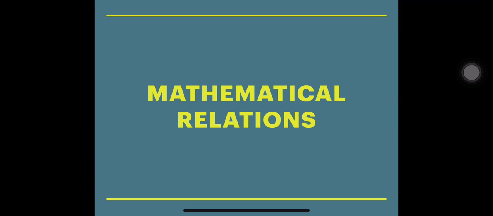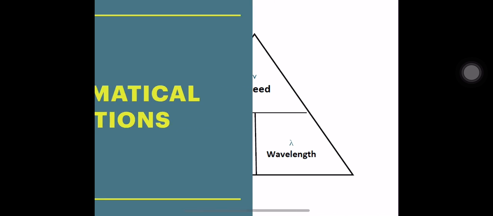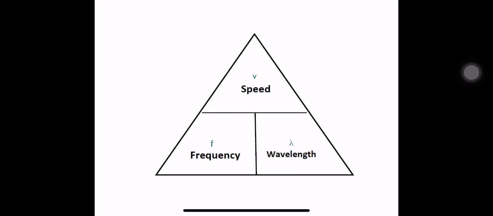Next up, I will be talking about mathematical relations in this subtopic. What you are seeing on the screen right now is a set of formulas used in calculations involving wavelength and frequency. Each quantity is measured in different units. Speed is measured in meters per second, frequency is measured in hertz, and wavelength is measured in meters.